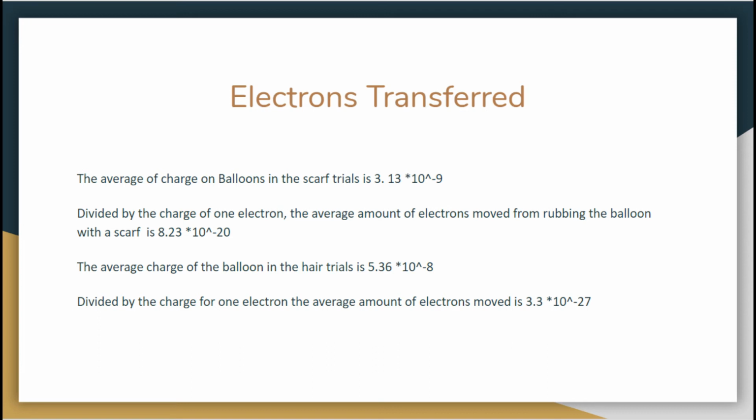The average charge of the balloon in the hair trials is 5.36 times 10 to the negative 8. Divided by the charge of one electron, the average amount of electrons moved is 3.3 times 10 to the negative 27th.